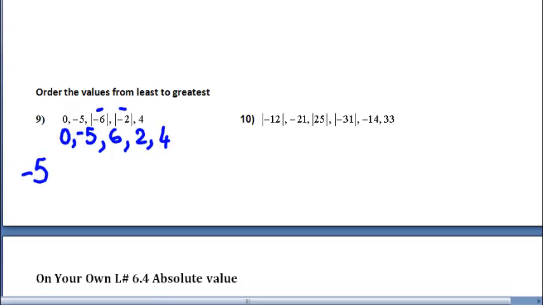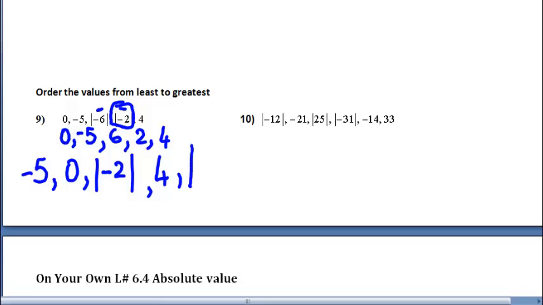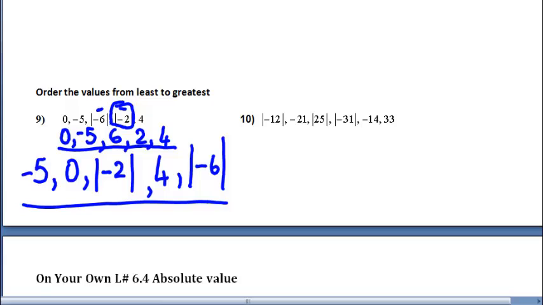First, negative 5 because that's the least. Now it's 0. Then the value is 2. But look, the number given in the original problem is the absolute value of negative 2, so I'm going to rewrite it as the absolute value of negative 2. Then just 4. And last is the absolute value of 6. So this is how we solve the problem. First write it out just like this, getting the absolute values of the numbers, and then rewrite them this way.